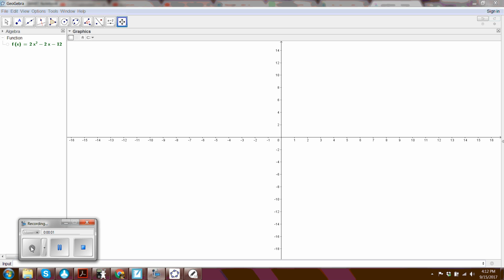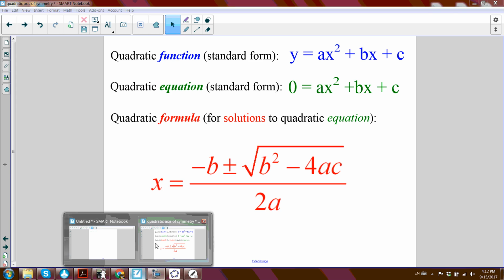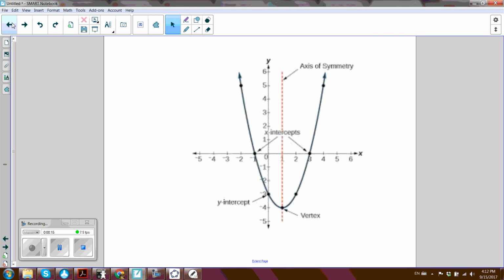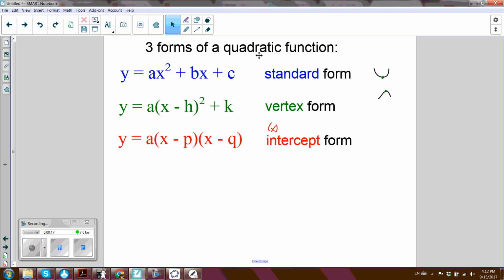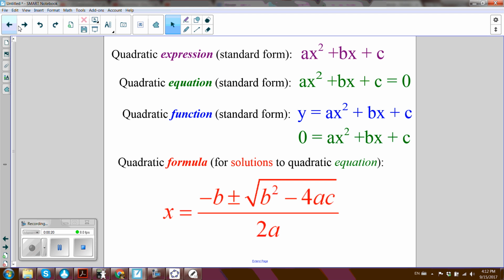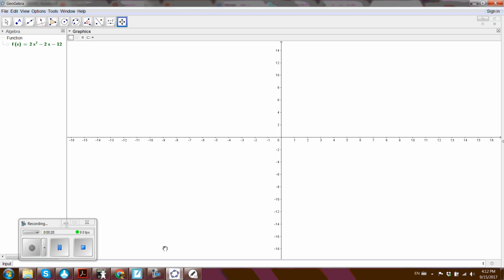Okay, so now that I have introduced some of the terminology of quadratic functions, like the different types of forms that a quadratic function can be written in, and the expression versus equation versus function and so forth, let's now talk about the basics of the graph of a quadratic function. So any function can be plotted.